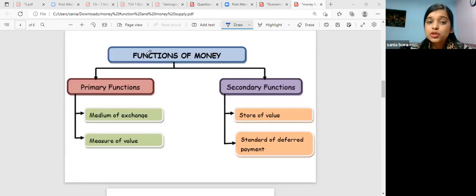If I ask you what the functions of money are, you're going to say, ma'am, there are two functions of money: one, the primary function, and the other, the secondary function. Okay. So under primary function, you have medium of exchange and measure of value.